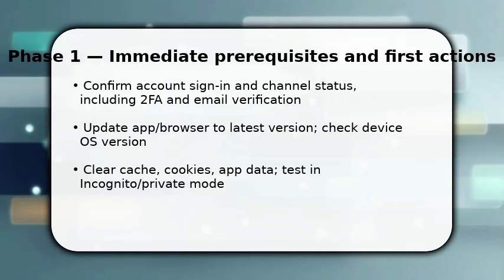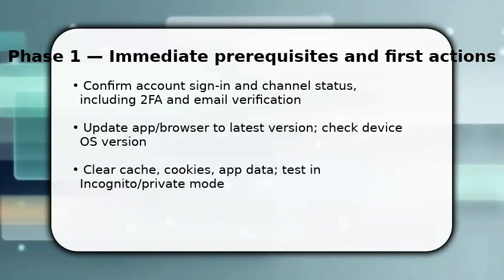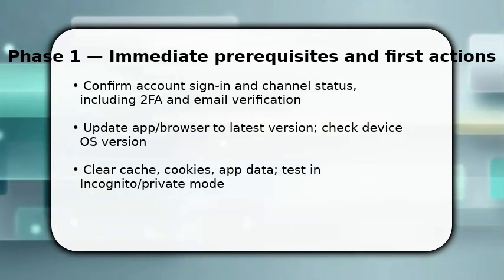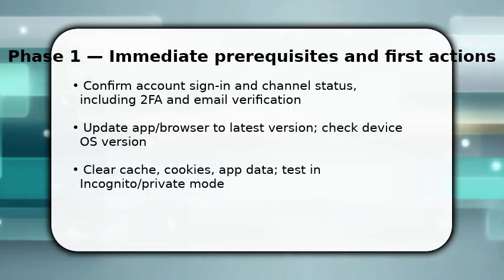You start by verifying basics that actually matter. Sign into the correct YouTube account and confirm two-factor is not blocking access. Once done, update the YouTube app or your browser and the device OS so versions match supported releases. Next, clear cache, cookies, or app data and reopen YouTube. Testing in incognito isolates extensions. These steps remove common authentication, caching, and version conflicts before you move to deeper fixes.